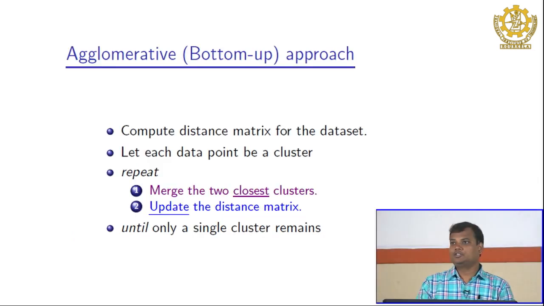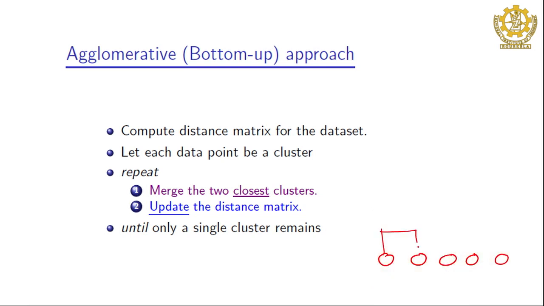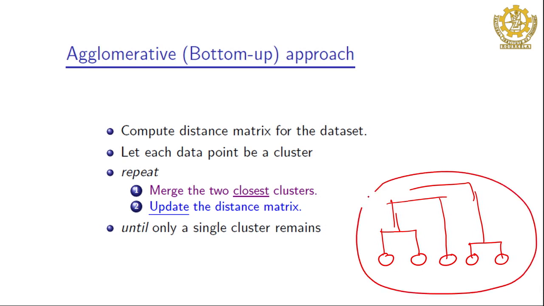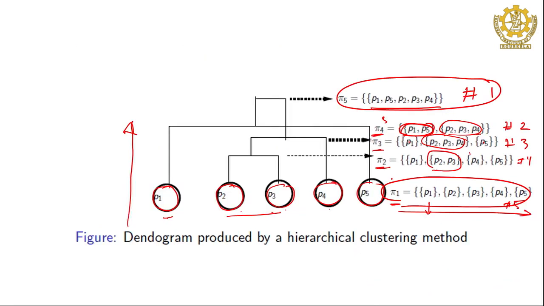This is called bottom up, because each individual point starts in its own cluster, and then we merge the two closest clusters, and then maybe we merge these two closest clusters, then this one, and then you merge it here and so on. This tree-like structure is called the dendrogram, as we have seen earlier. This is the output of the hierarchical clustering approach.